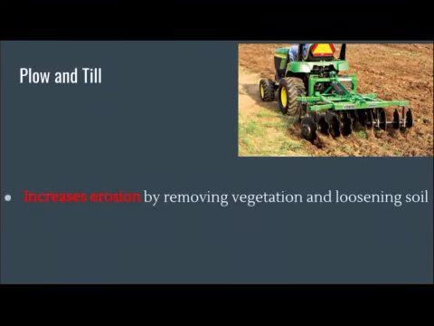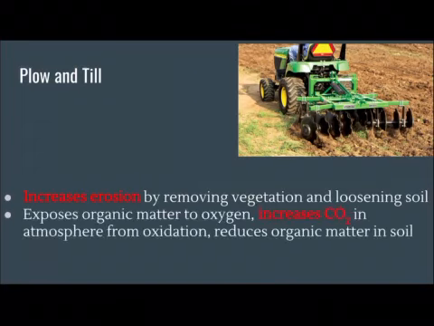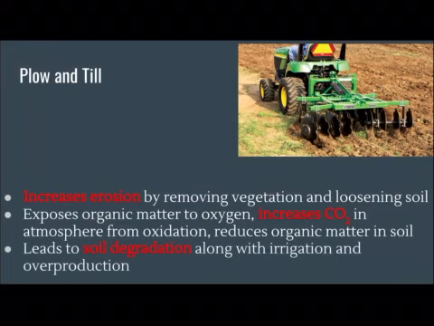The problems with plowing and tilling is that anytime you remove vegetation and there's no longer roots holding the soil in place, then now it's susceptible to the elements, wind and rain, and we can lose some of that topsoil to erosion. It also, when it stirs up and tills up the soil, it exposes organic matter to oxygen, so it breaks down and releases carbon dioxide into the atmosphere and ultimately can reduce the organic material in the soil. So this can lead to soil degradation over time. It also requires us to use more irrigation, which has its own set of problems that we'll talk about on another day, and also overproduction.